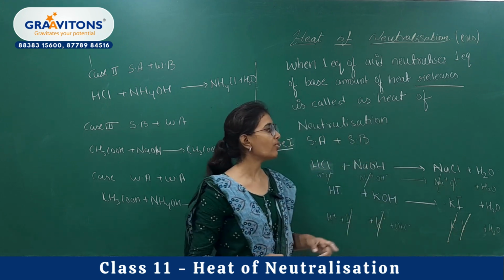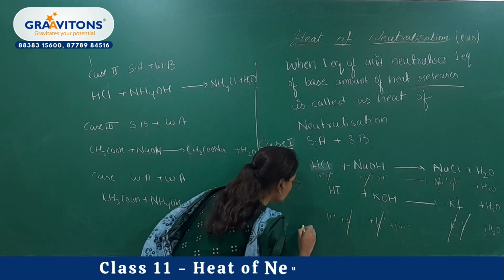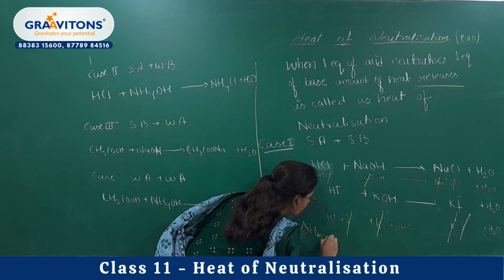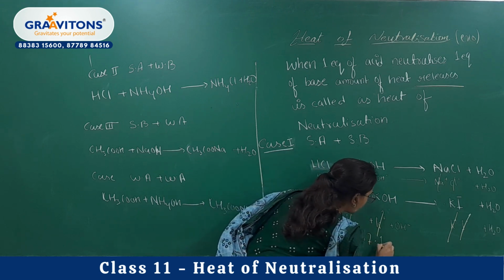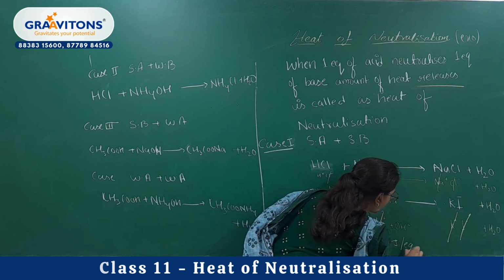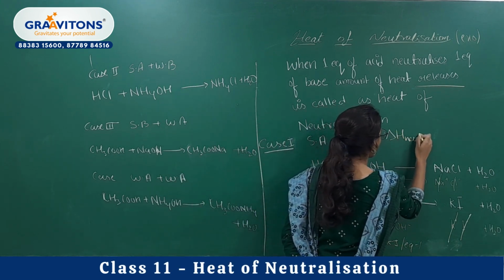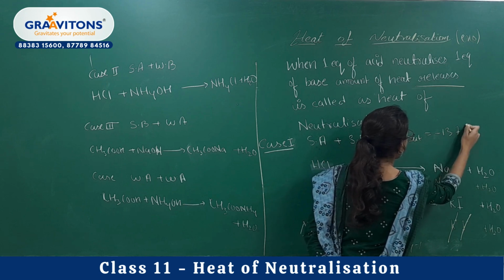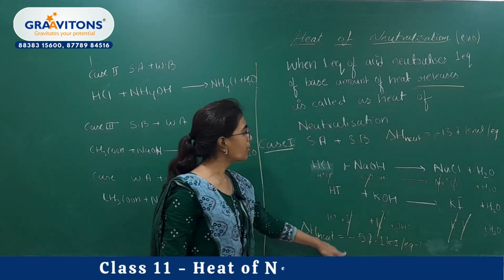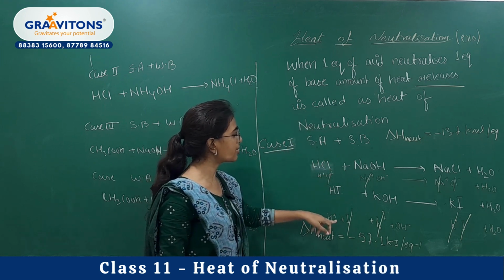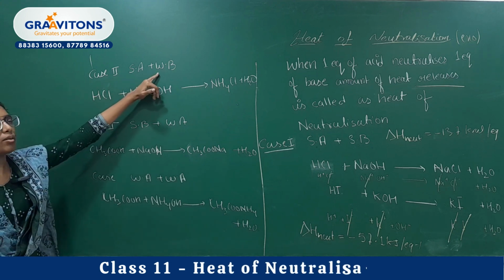So the value of heat liberated during neutralization is always constant. Delta H of neutralization for strong acid and strong base is a constant value, equal to minus 57.1 kilojoule per equivalent. In terms of calories, the heat of neutralization for strong acid and strong base is always minus 13.7 kilocalorie per equivalent. Why is it constant? Because for strong acid and strong base, the ultimate reaction is always H plus OH minus giving out water.